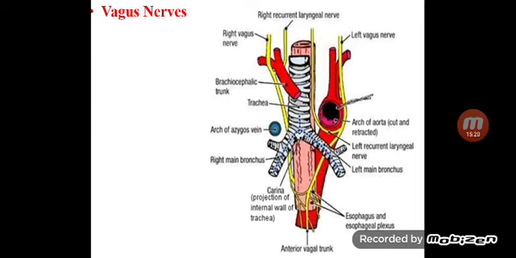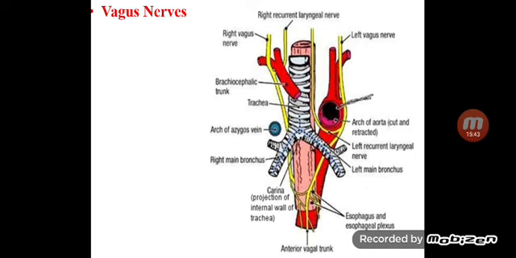then it runs backward behind the root of the left lung. And I mentioned that both vagi descend behind the roots of the lungs, whether on the right side or the left side. So what does it do? It descends behind the root of the left lung and shares in the formation of the pulmonary plexus.